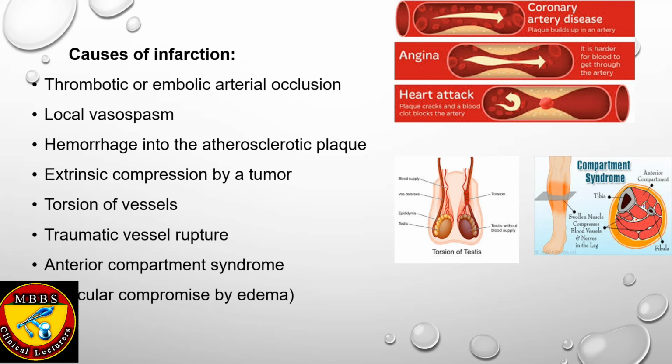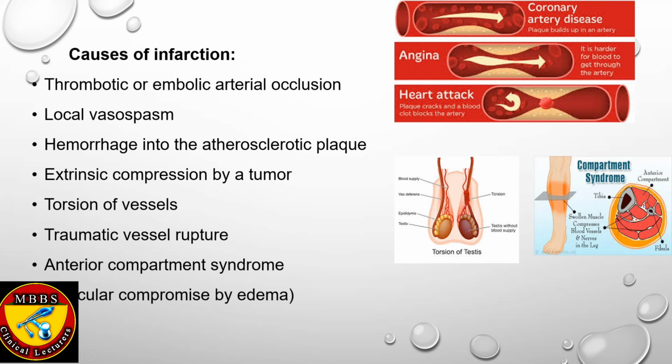Or infarction could be caused by local vasospasm. You can see in angina, here the coronary blood vessel, where there is local vasospasm, the narrowing of the blood vessel for a shorter period of time could decrease the blood supply to the myocardium. Or hemorrhage into the atherosclerotic plaque, or the cholesterol emboli from the blood vessel could go and lodge in the coronary artery, or there can be extrinsic compression of the blood vessel by a tumor, torsion of vessels.